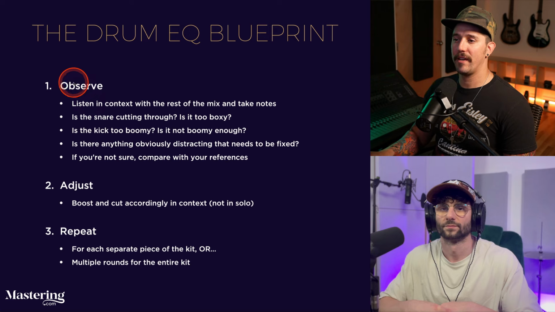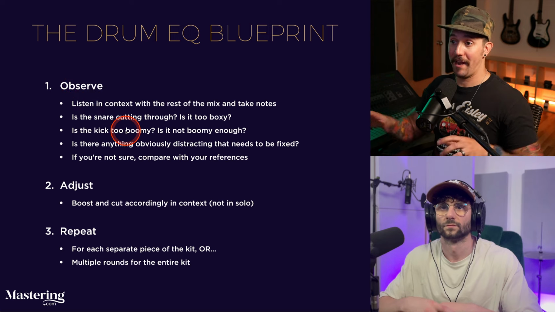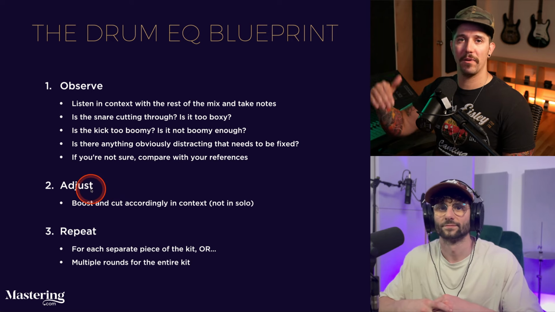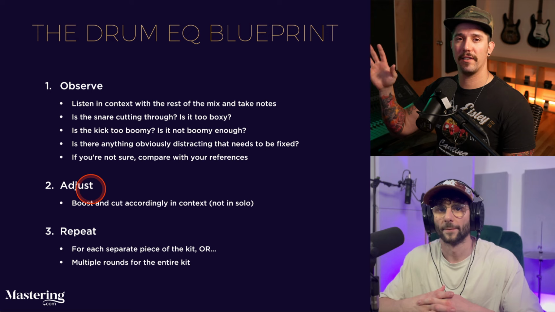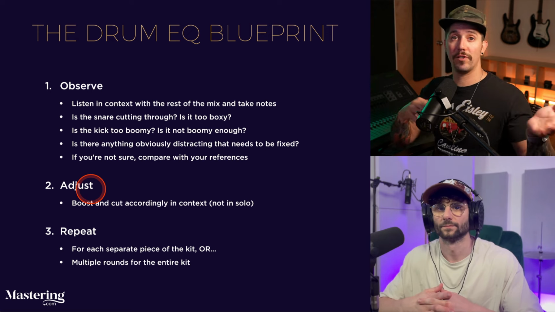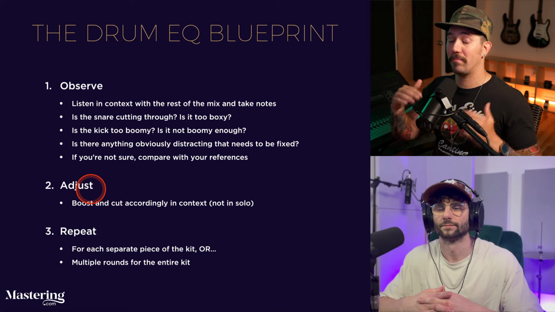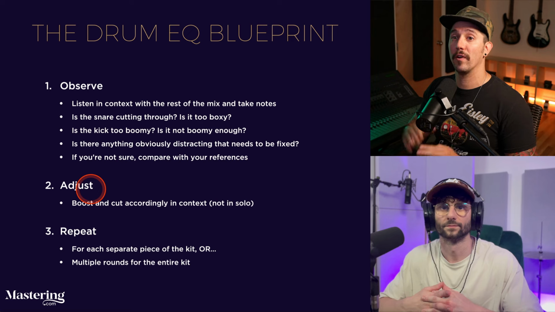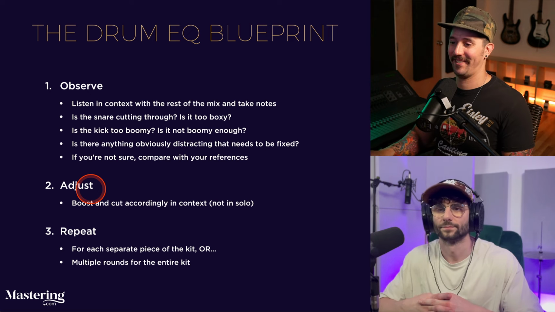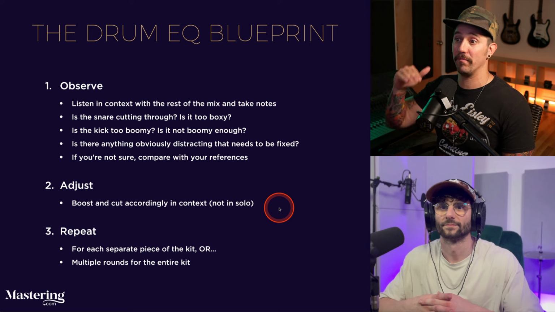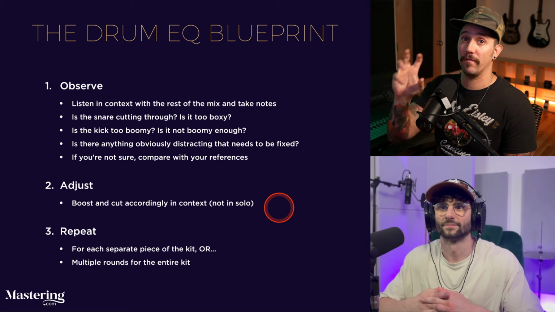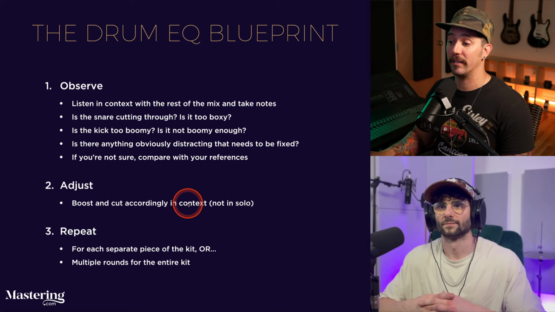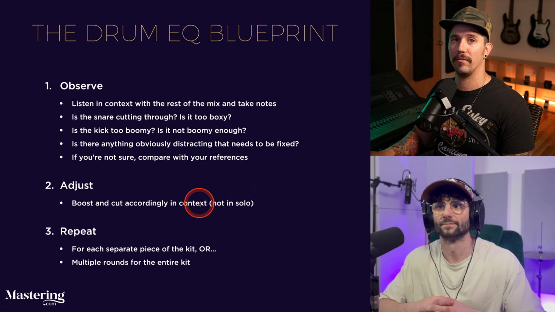So after we actually do this observing with hands off, right? Then you adjust. You go in, you've got your punch list now, you've got your notes. You go in and you adjust accordingly. Again, I'm not going to tell you boost this, cut this, high pass this, shelf this, blah blah blah. You get to make those your own choices. You get to make those decisions, right? And now you know how to make those decisions, and you know what areas of the frequency spectrum to address in order to get yourself closer to where you want to be. So I just leave this here as boost and cut accordingly in context, not in solo.